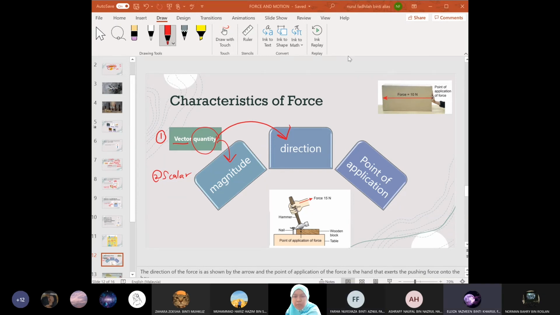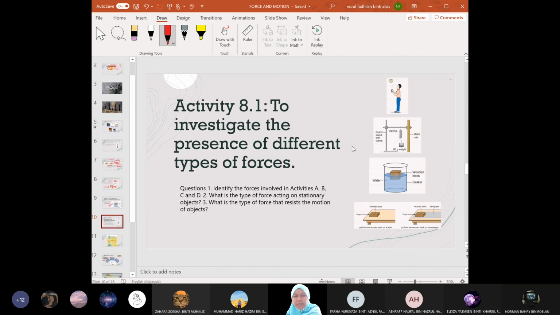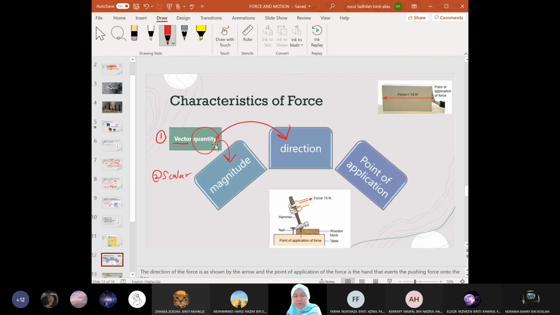But for force, we must consider its direction. Tadi bila kita discuss awal-awal tadi, we talk about a few activities just now. We mention about direction. Saya cakap to the left, to the right, and then upward, downward semua. So force is very important and you need to know what is important about force. You need to know it's a vector quantity. Then you need to know what is vector quantity. Vector quantity has magnitude and direction.